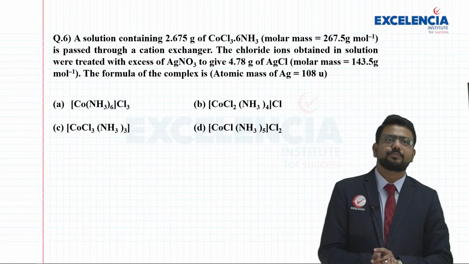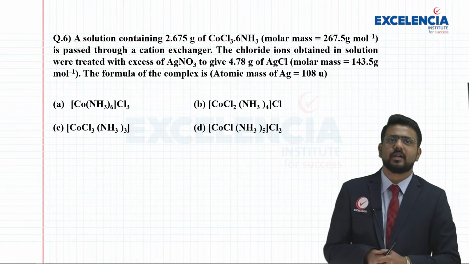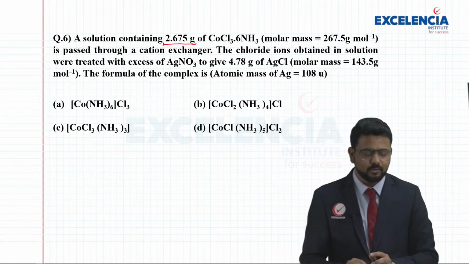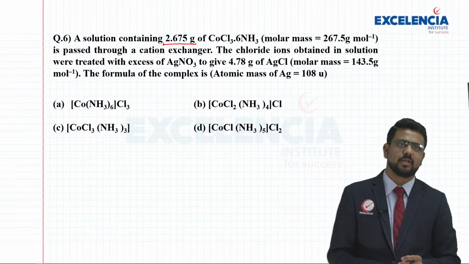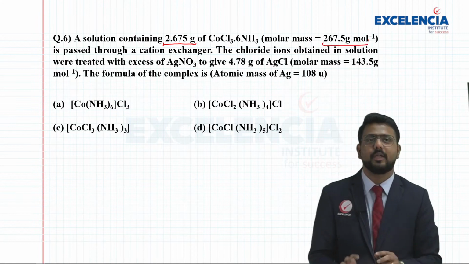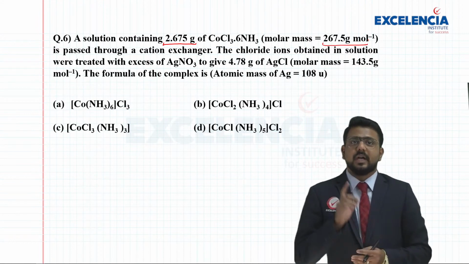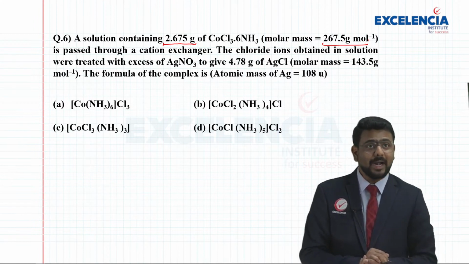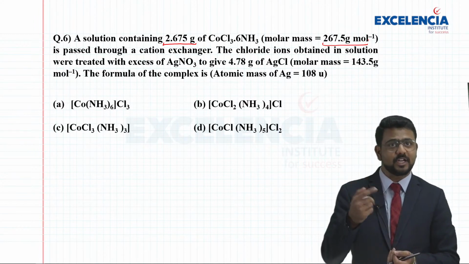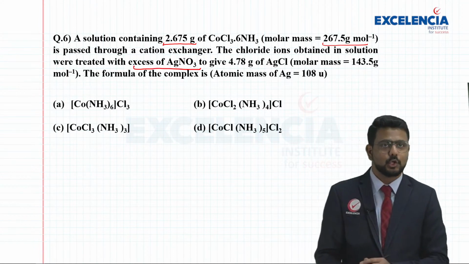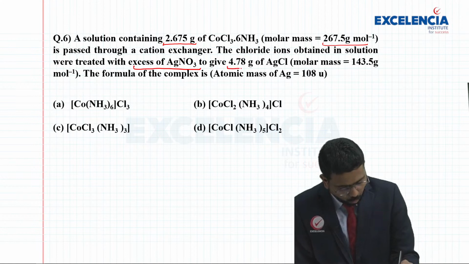Next question here. A solution containing 2.675 grams of CoCl3·6NH3, which is having a molar mass of 267.5 grams per mole. Okay, you have been given the molar mass. It is passed through a cation exchanger. The chloride ions obtained in the solution were treated with excess of silver nitrate to give 4.78 grams of silver chloride.